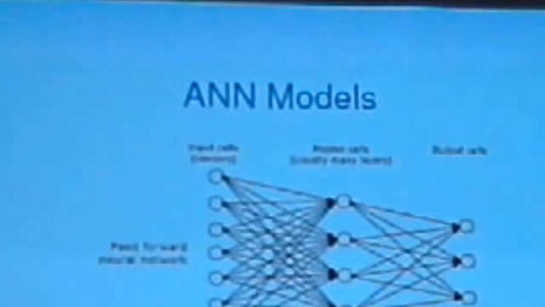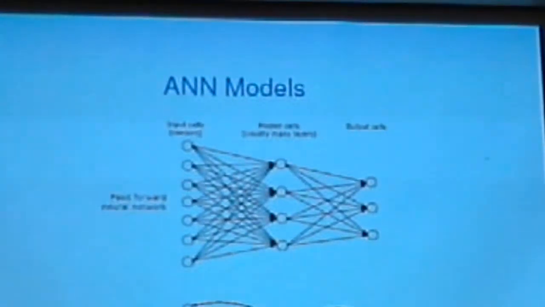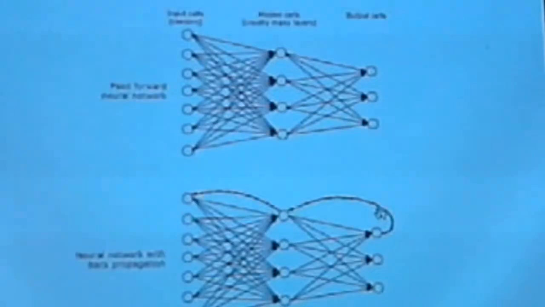Okay. And neural network with back propagation allows that feed backward. So information will be fed backward and then feed forward again. So like that. Okay. Actually, we don't have to know about these details. Okay.